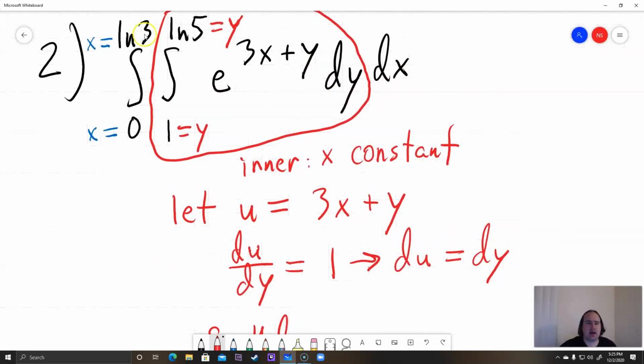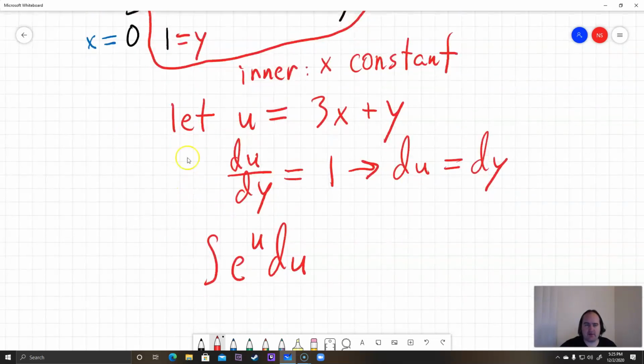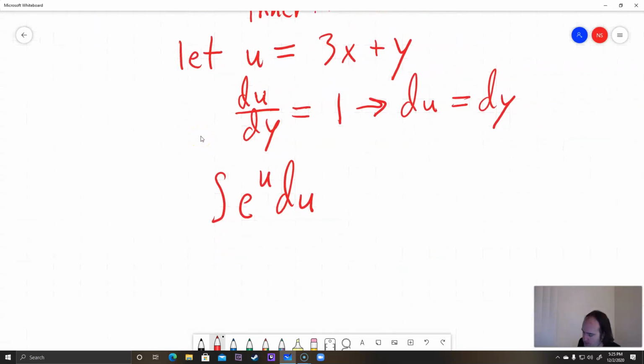And we still have our outer integral, but we're not going to worry about that until we're done with our inner integral. And this inner integral is going from 1 to ln of 5. But right now it's written in terms of u, so we don't want to write the numbers yet. Okay, but the integral of e to the u is just e to the u. So this is just going to give us e to the u.